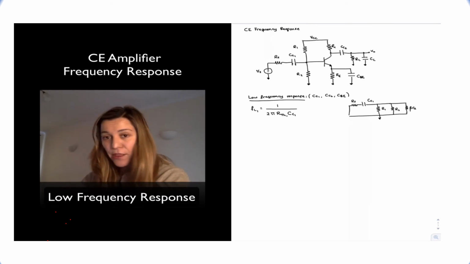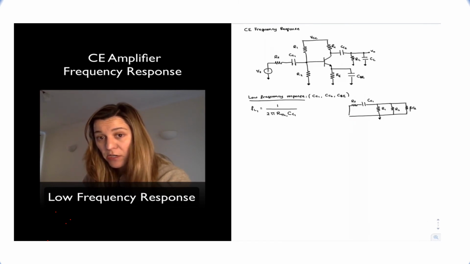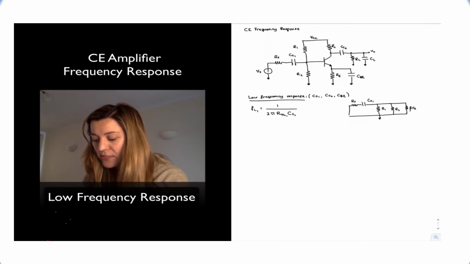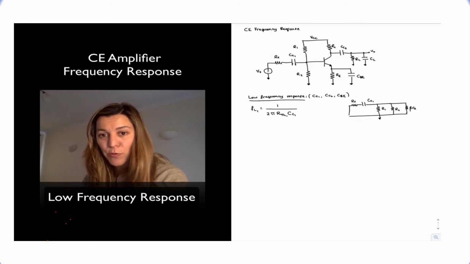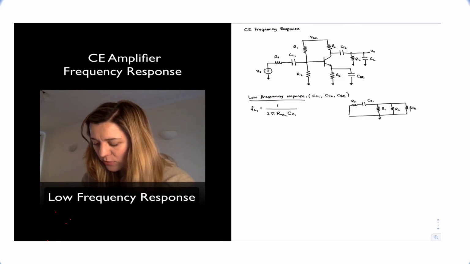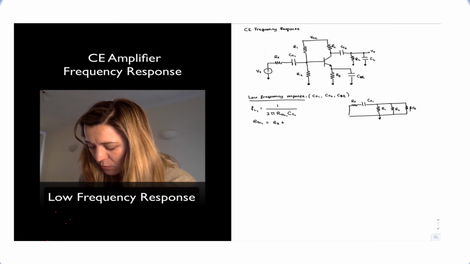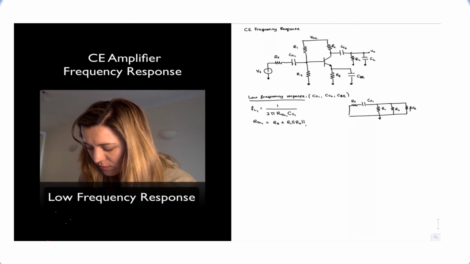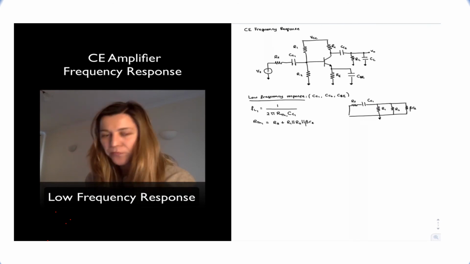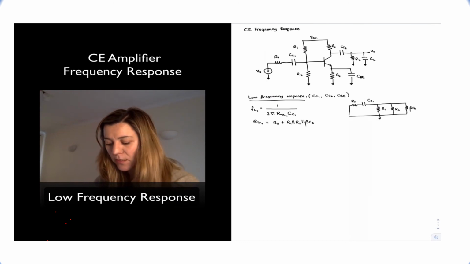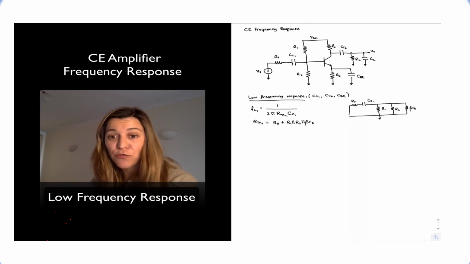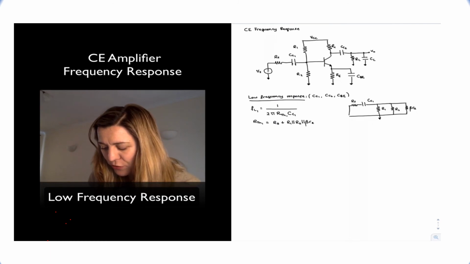And so I can see the Thevenin resistance across the terminals of CC1 is RS in series with R1 in parallel with R2 in parallel with beta times little re. So I'm going to write here, R Thevenin 1 will be RS plus the whole parallel combination. All right. And so that will give me the expression for my first low cutoff frequency.